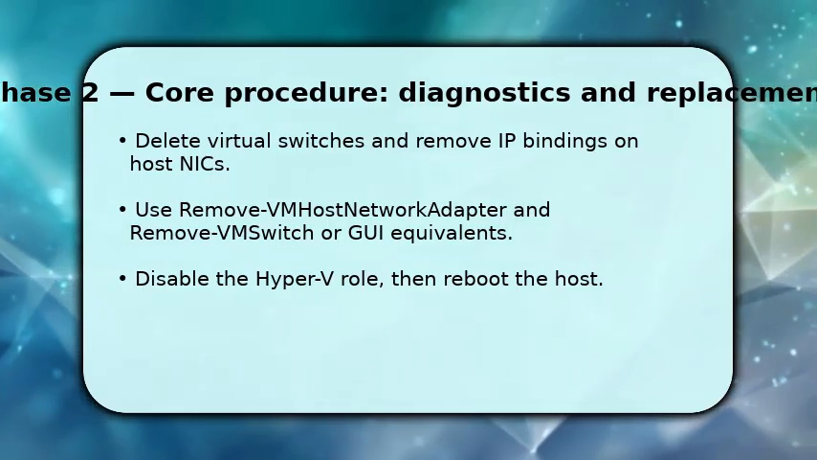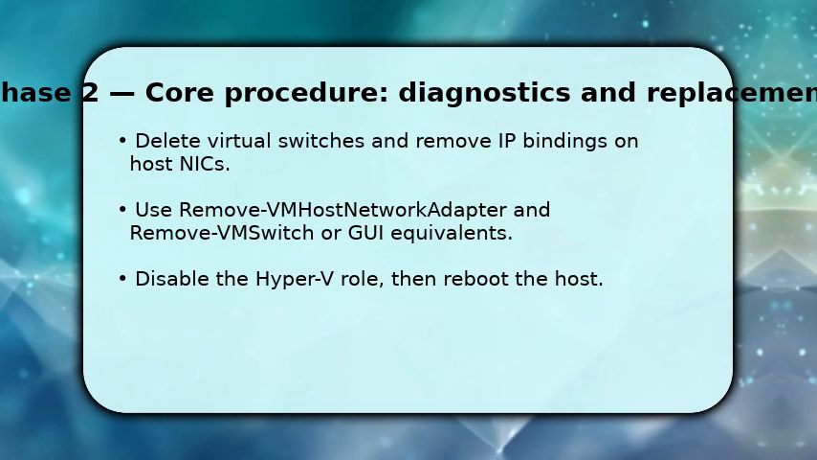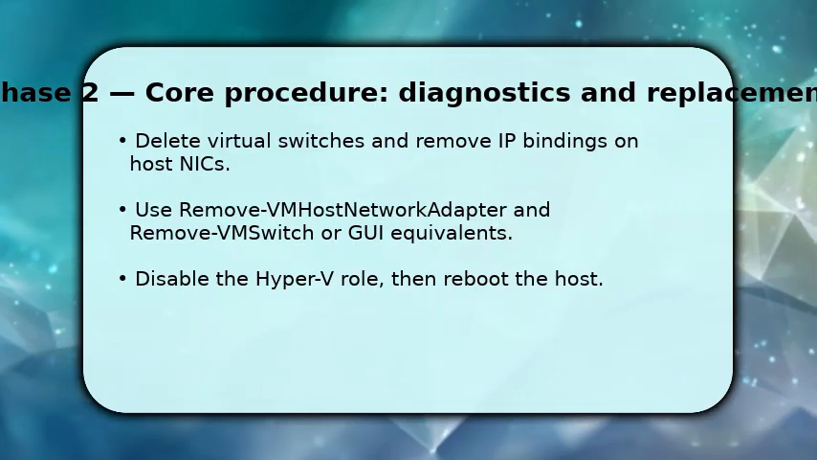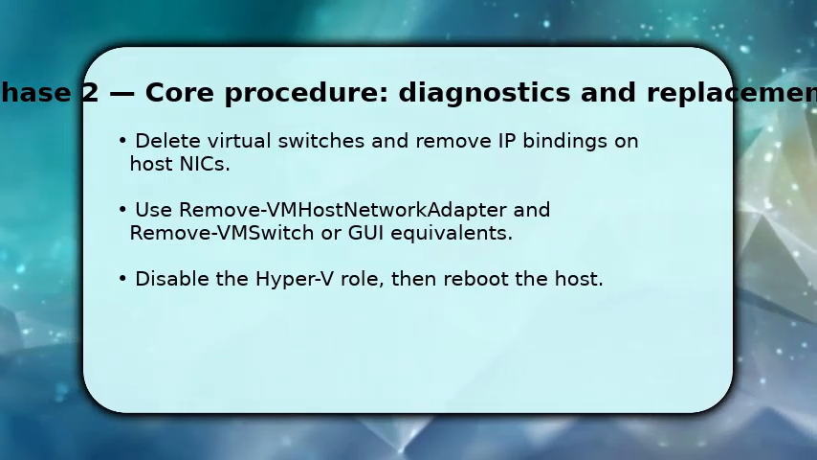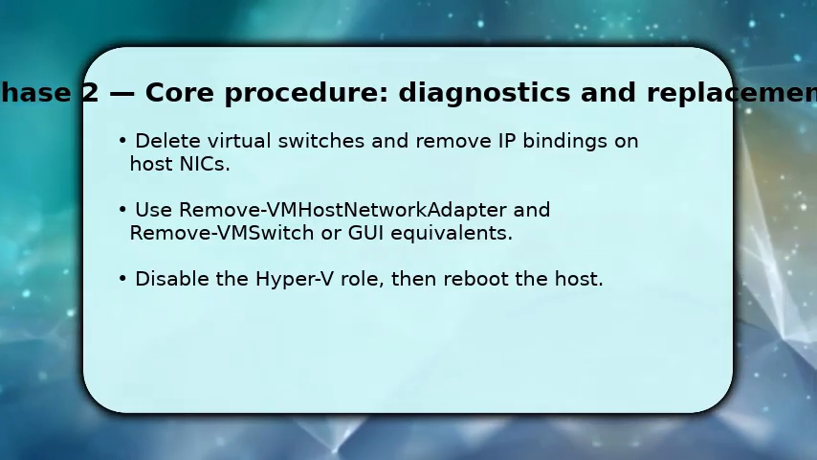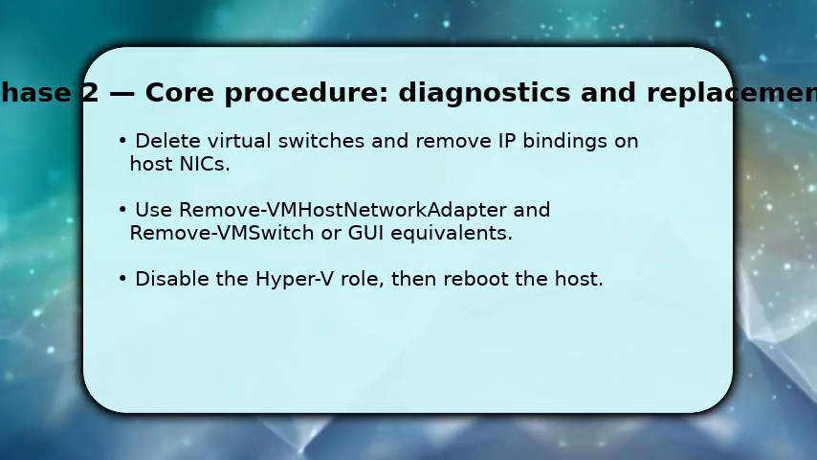the same tasks. After networks are removed, uninstall the Hyper-V role via Server Manager or PowerShell, Remove-WindowsFeature, or Disable-WindowsOptionalFeature. Then reboot the host. This clears service registrations and virtual switch remnants.